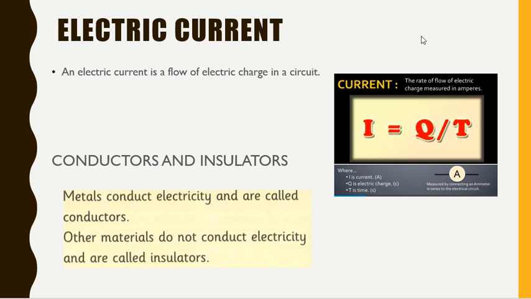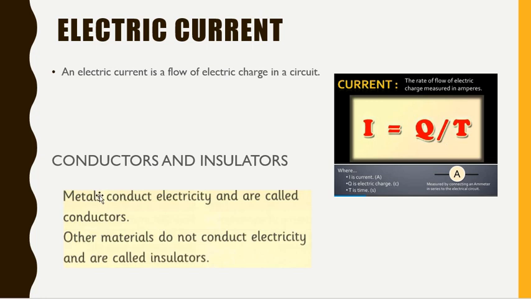I is the symbol of electric current, and the unit of electric current is the ampere. Q is the symbol for electric charge, and the unit for electric charge is the coulomb. T is the symbol for time, and the unit for time is seconds.